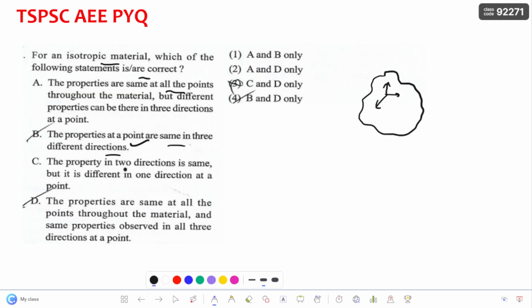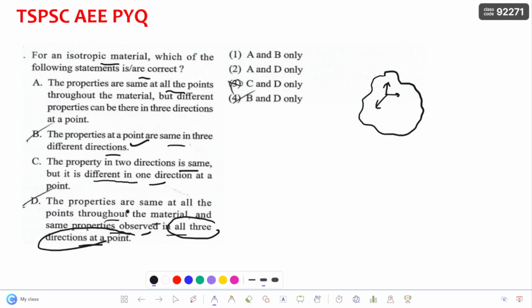And coming to the third, the property in two directions is same, but it is different in one direction. No, in three different directions, it should be same. That is nothing but isotropy. Next, coming to the fourth option, the properties are same at all the points throughout the material and same properties observed in all three different directions at a point. Okay, it is correct only. In all three different directions at a point, it is same.